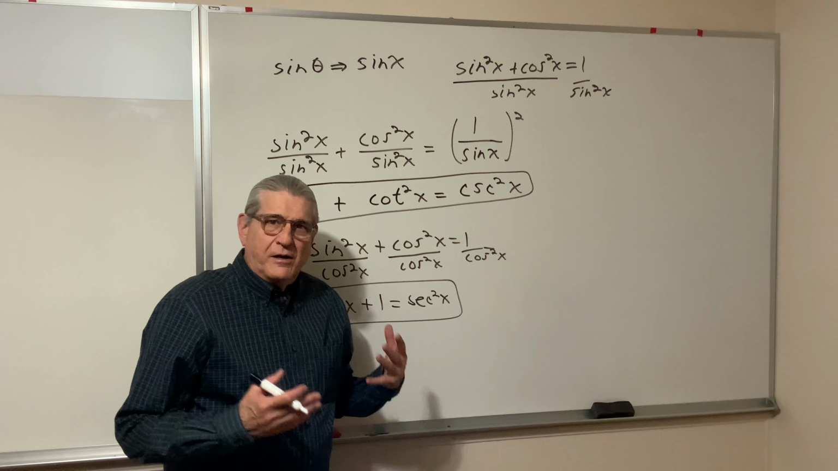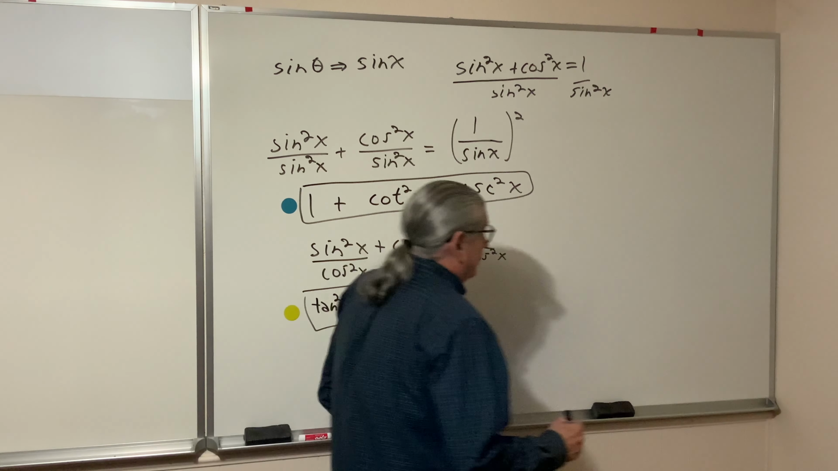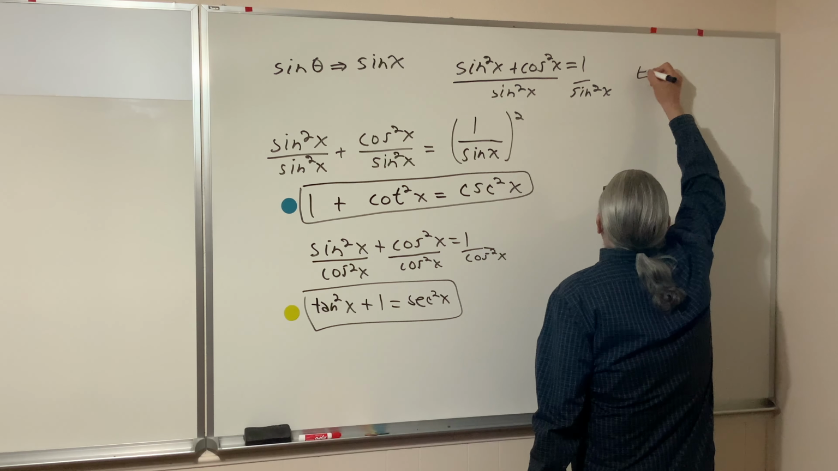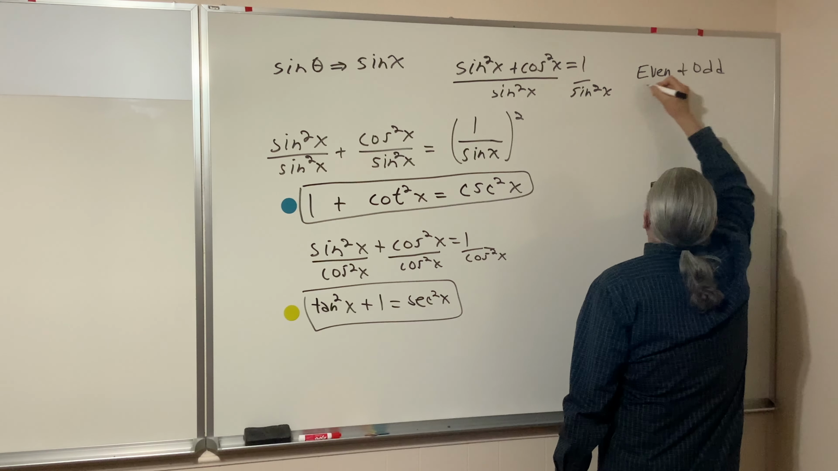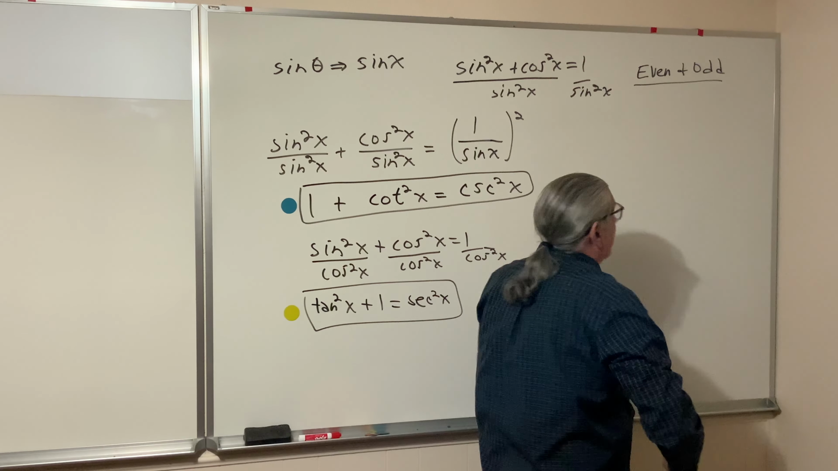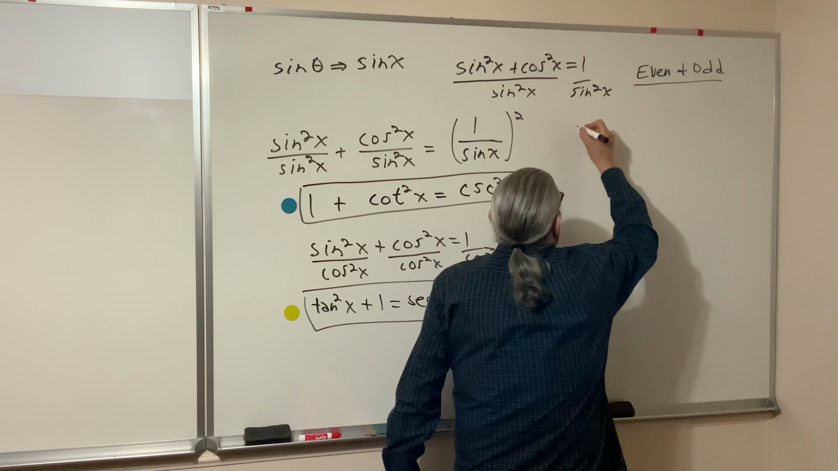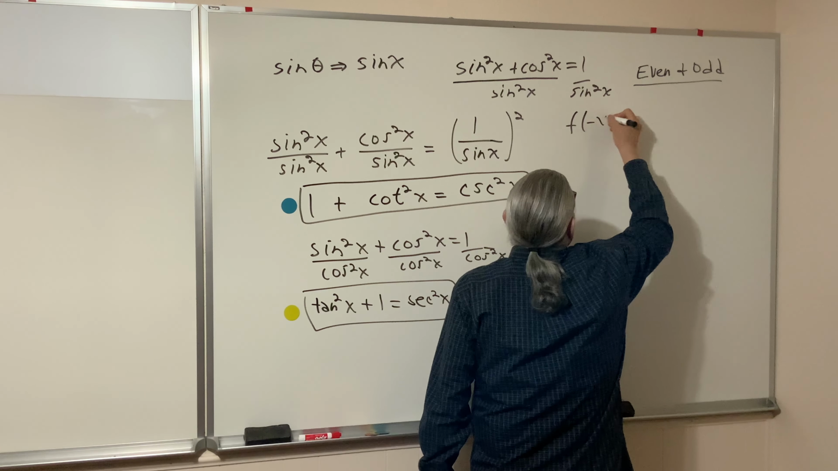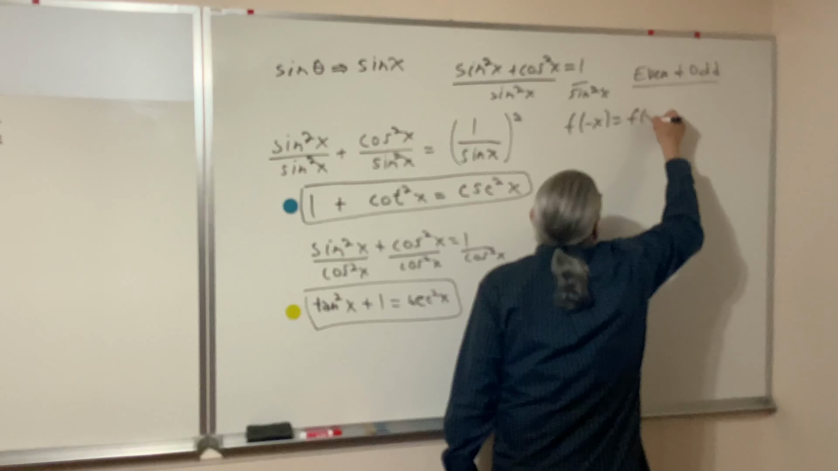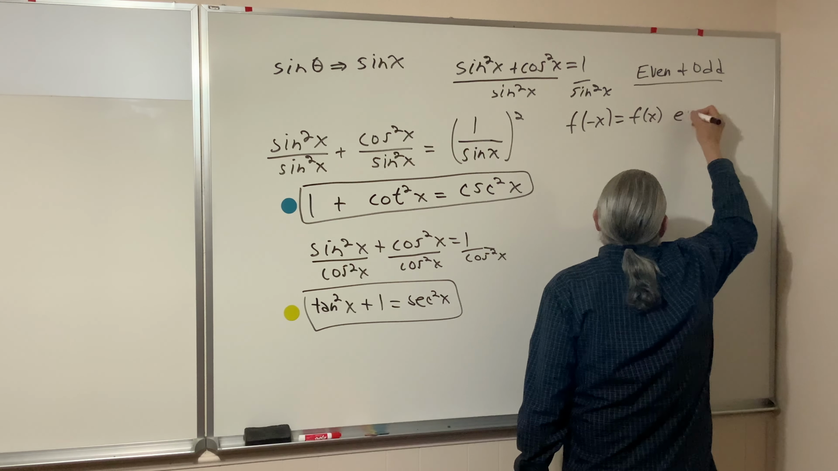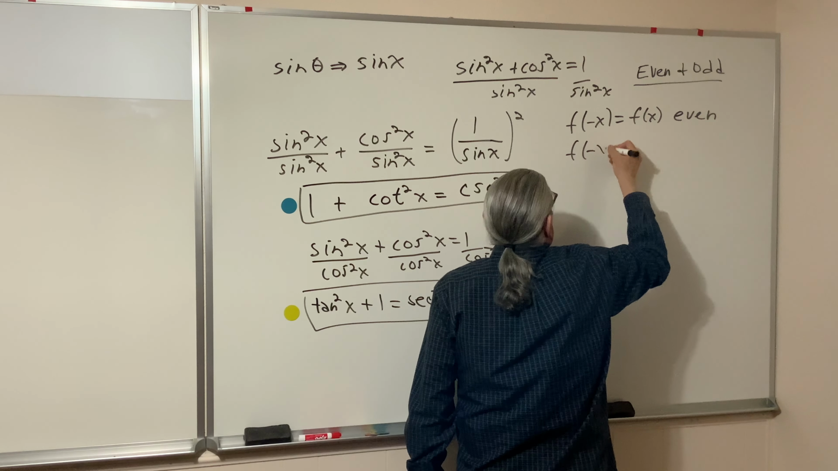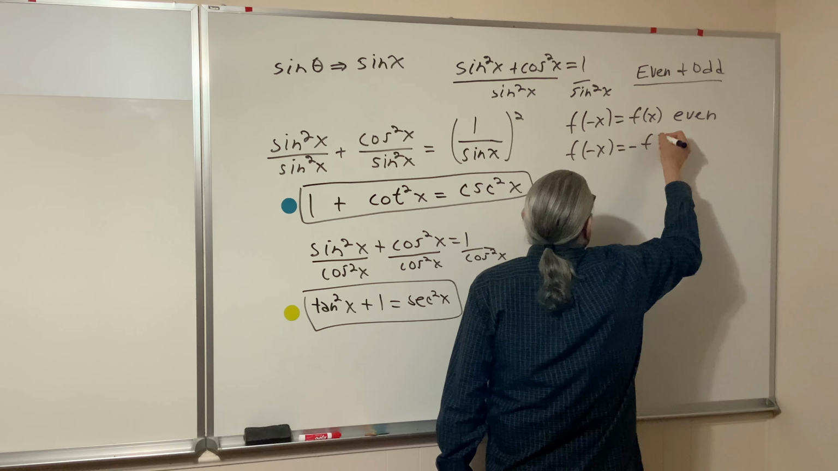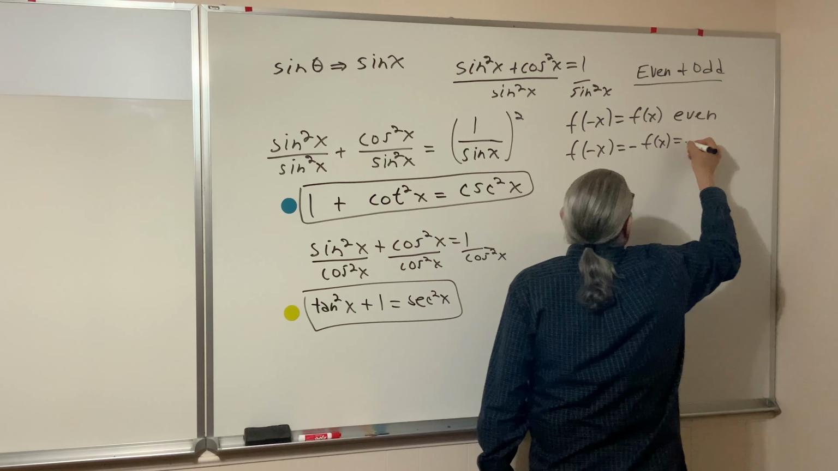Now I want to talk about even and odd functions. So if you remember, if f of negative x equals f of x, this is an even function. And if f of negative x equals negative f of x, this is odd.